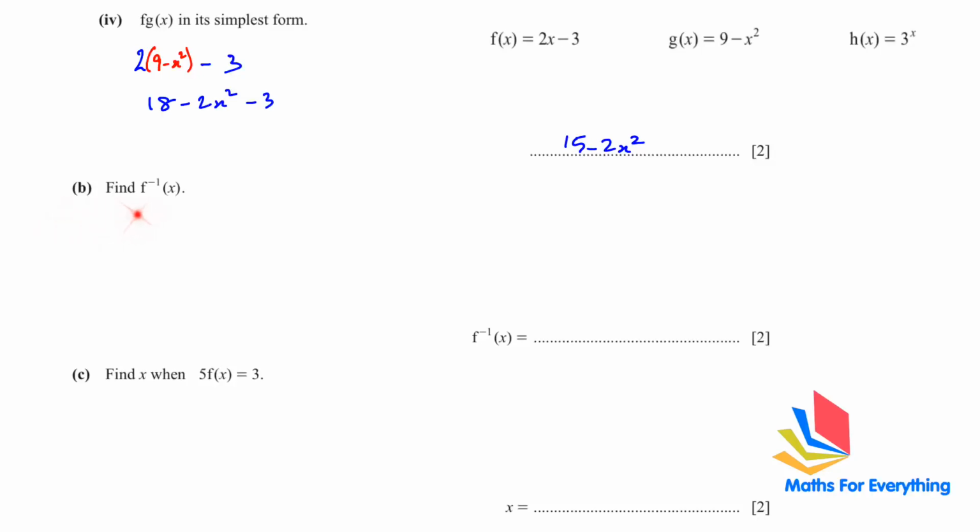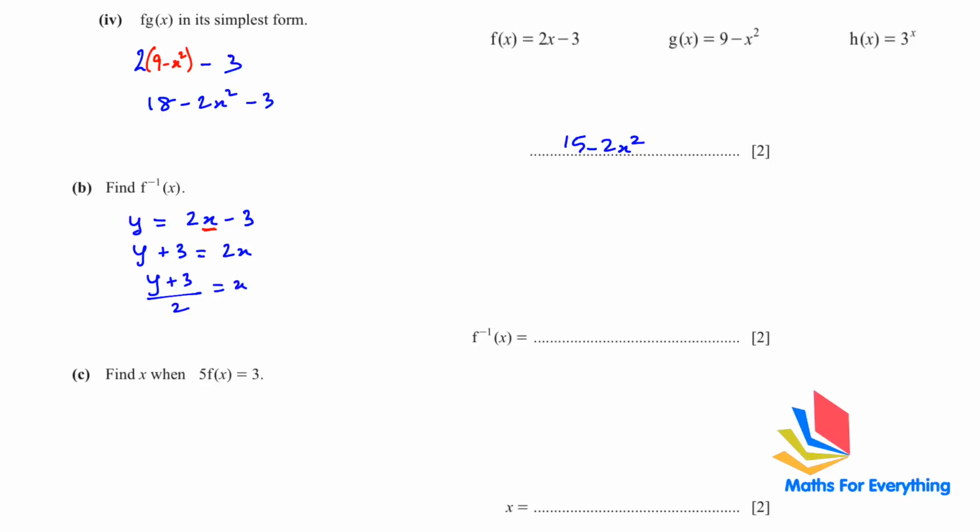Part B, find f of inverse x. When you have to find the inverse, in place of f of x, write y. So we will write y is equal to 2x minus 3. And we have to make x the subject. So if you want to make x the subject, every other term must be moved to the other side. The negative 3 will be positive 3. And then divide by 2. So y plus 3 divided by 2 is x.